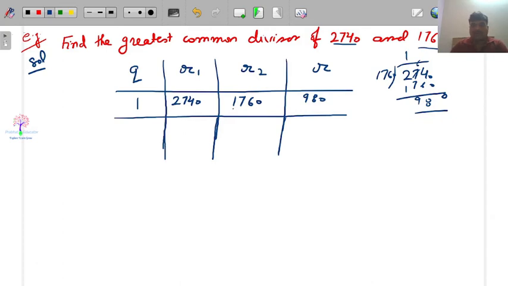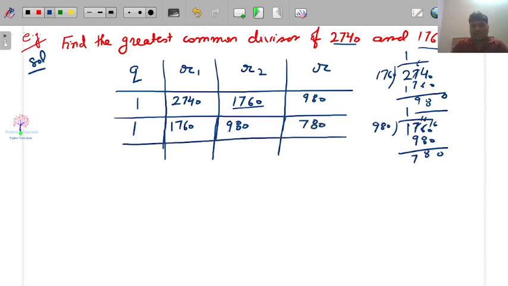So R2 becomes R1. So here 1760 and R becomes R2, so 980. Again you do this. 1760 is divided by 980. So 1 time, remainder is 780. So quotient is 1, remainder is 780. Now R2 becomes R1. So here we move to 980 and here we move to 780.